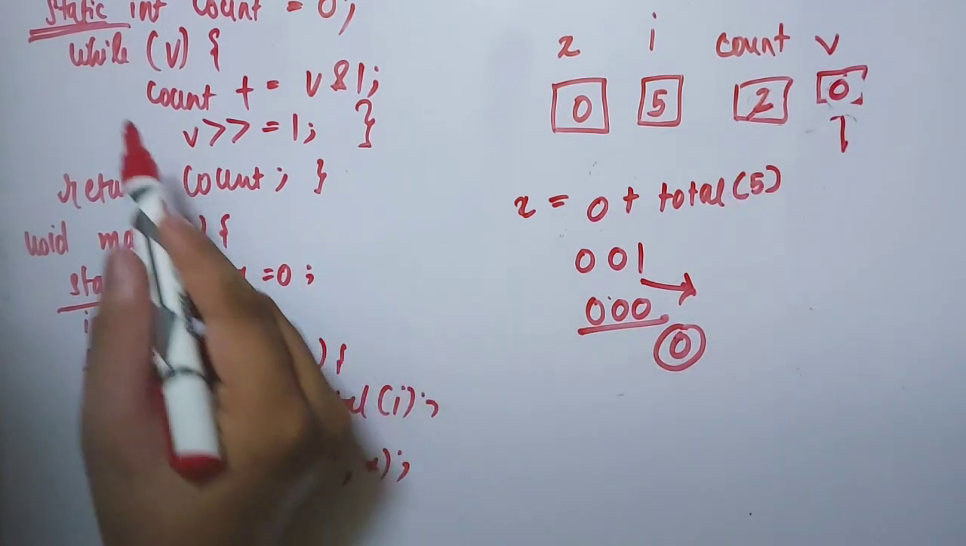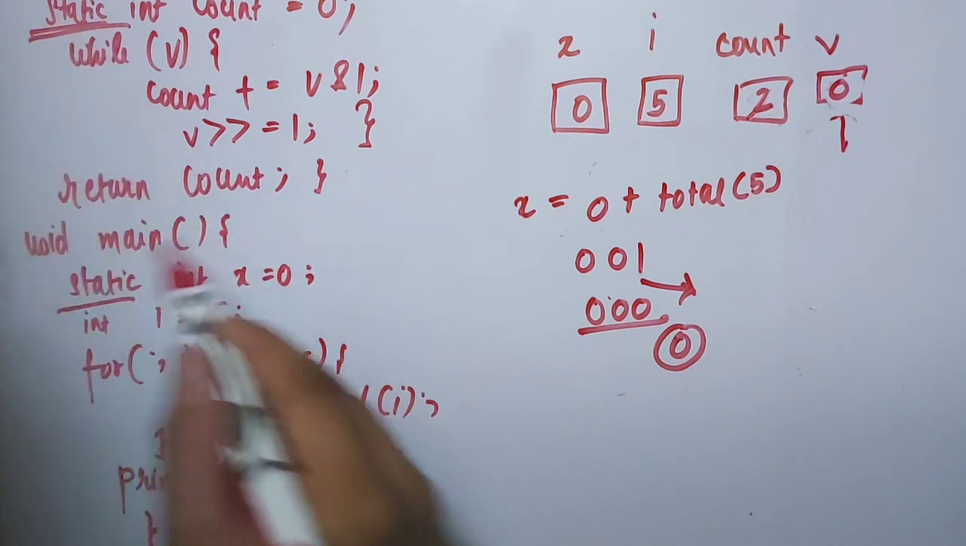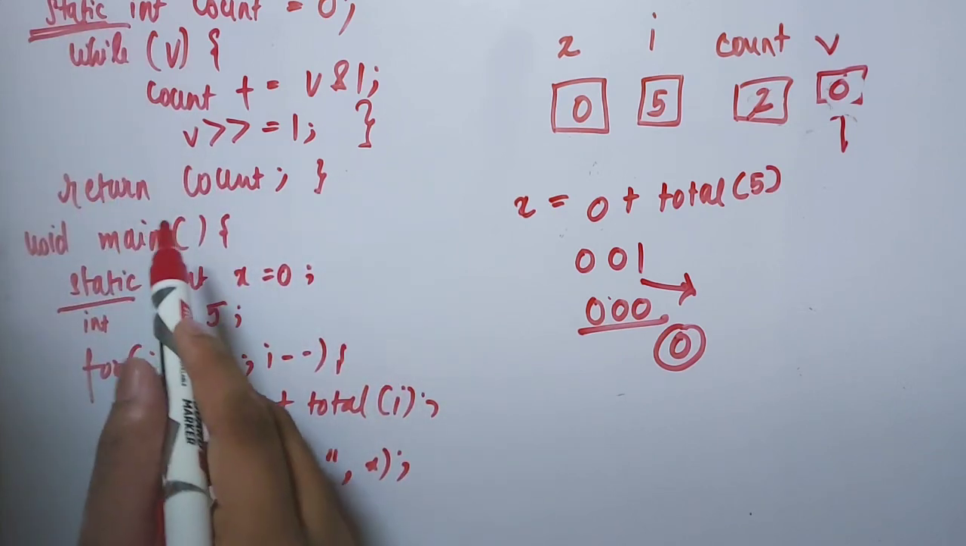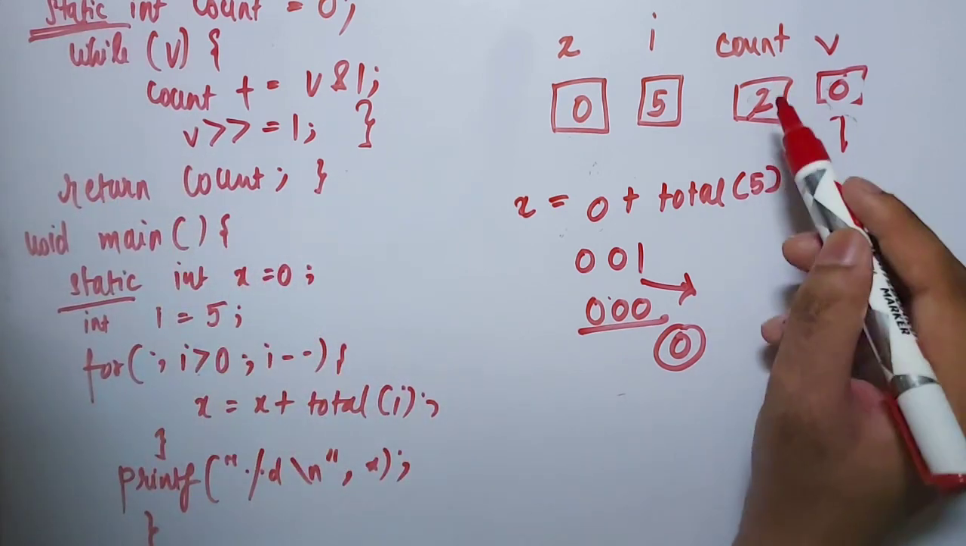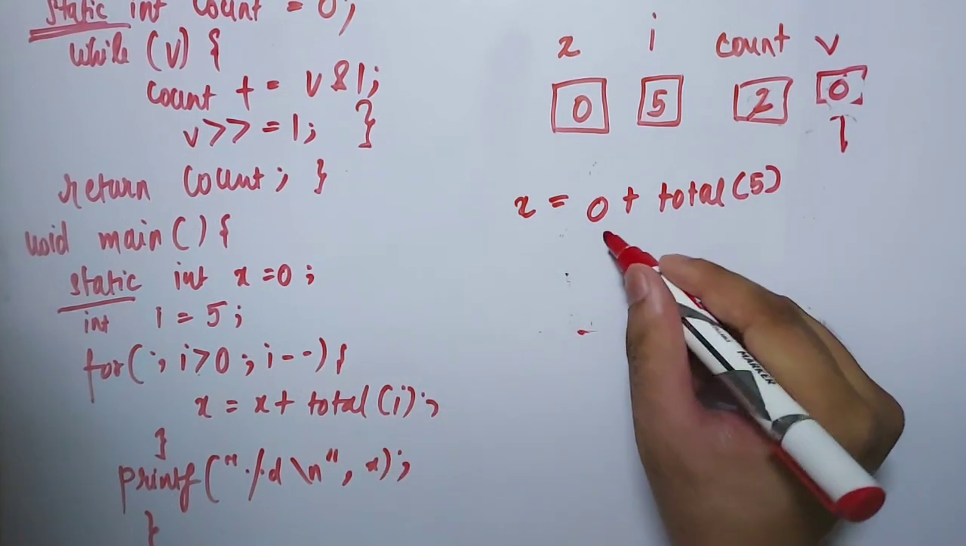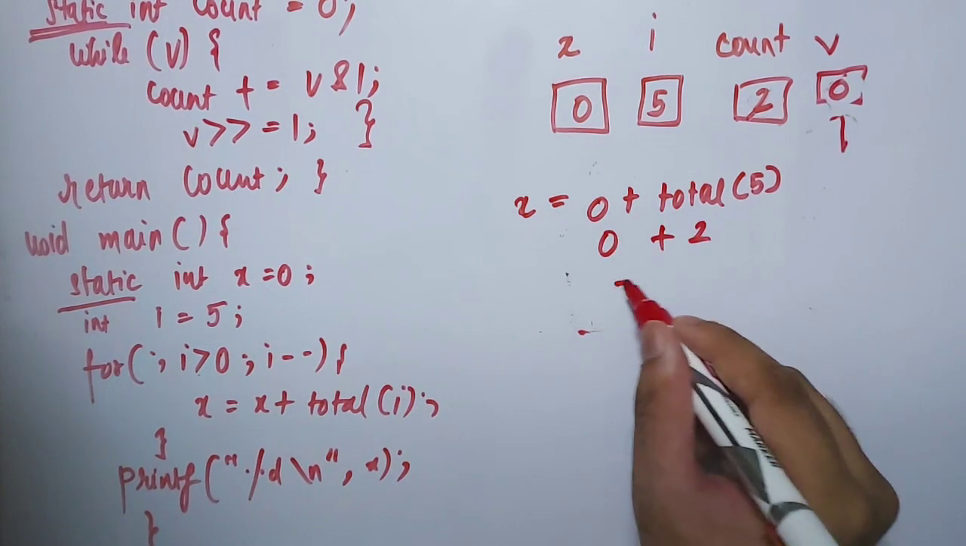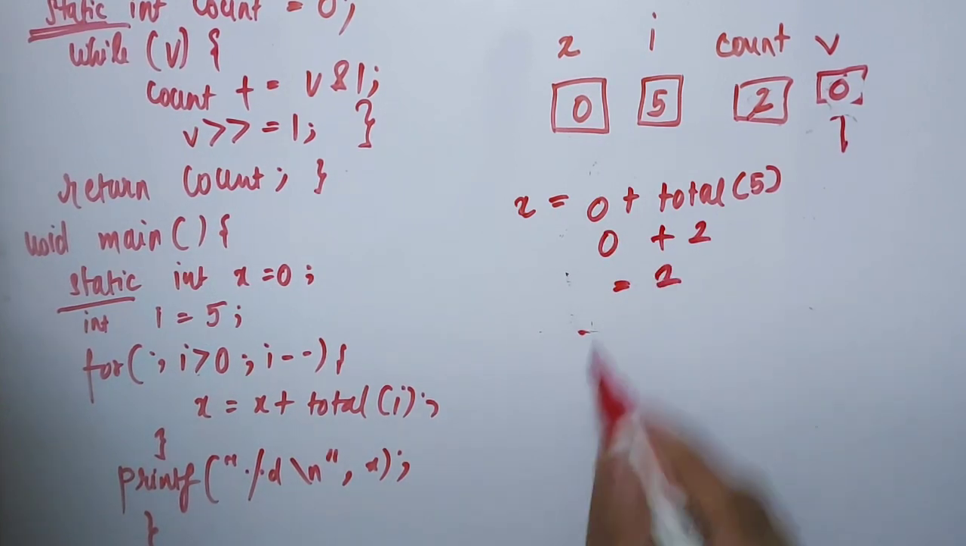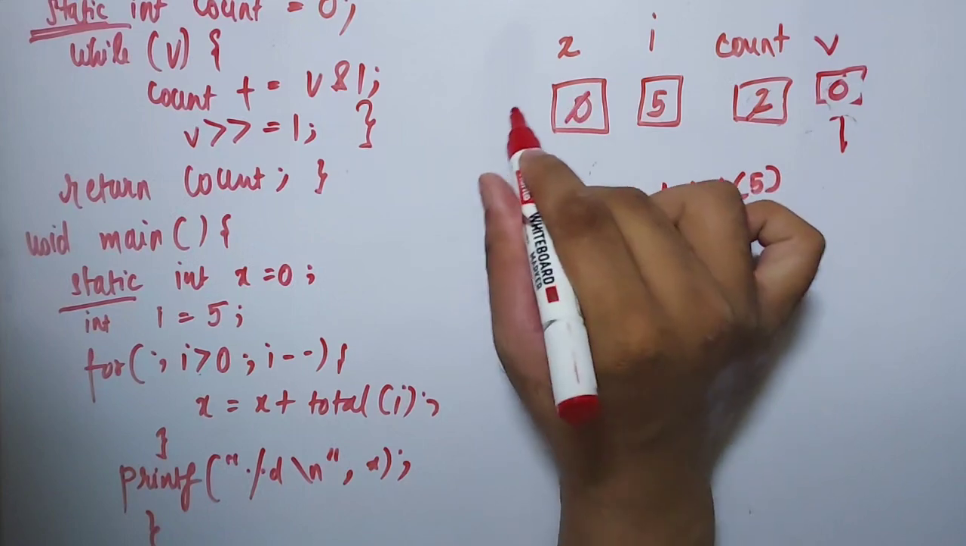Now while of 0, the condition is false, so it will come out of the while loop and it will return the value of count. Count value is 2, so total of 5 returns 2. So 0 plus 2 is 2. So x gets value 2.